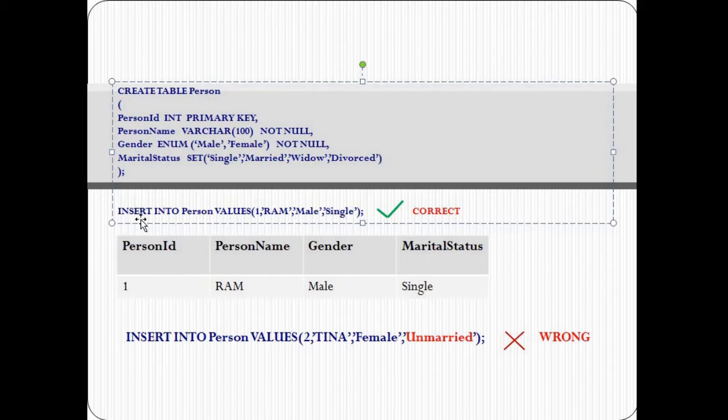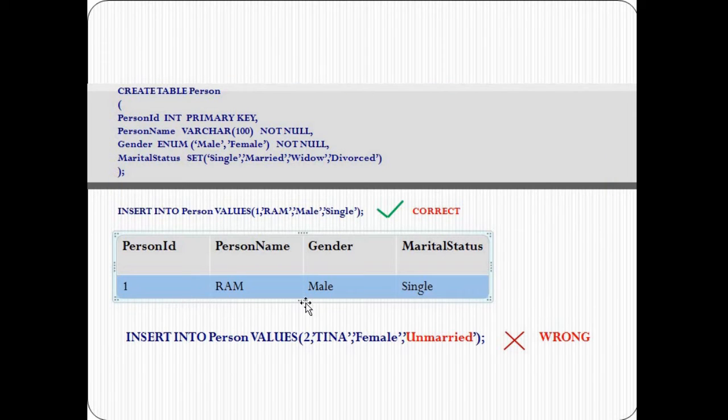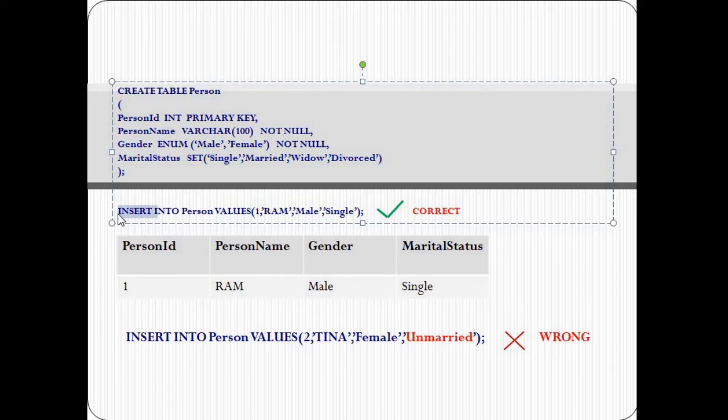As a result, the insert statement trying to insert these values into the table proves to be correct, and that's the reason I can see these entries getting displayed in the output table like this. And that's why we can now conclude that this insert statement maintains domain integrity while inserting this record with the values 1, RAM, male and single.